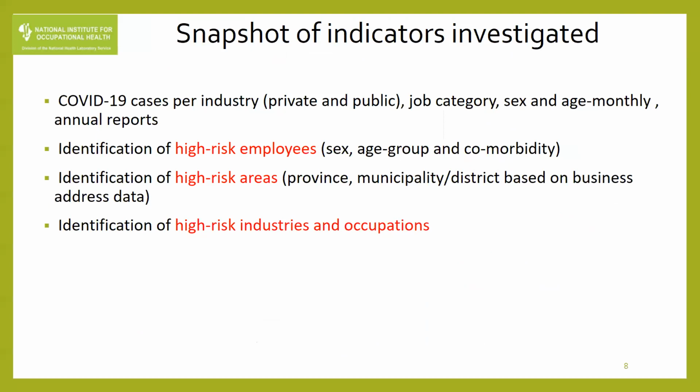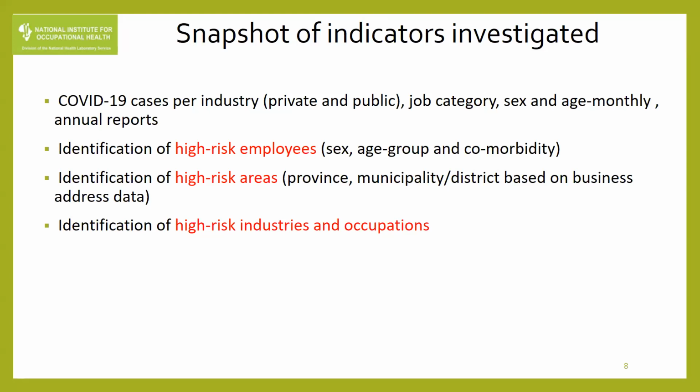As one of our indicators, we're also able to classify high-risk employees in terms of sex, age, and comorbidity. We also see from which provinces the positive cases were being reported, and which industries were most at risk of COVID-19. So I'm not going to go through all this. These are all in the report. I think the purpose of my presentation was just to give you a highlight of what we have found out from the data you're submitting.